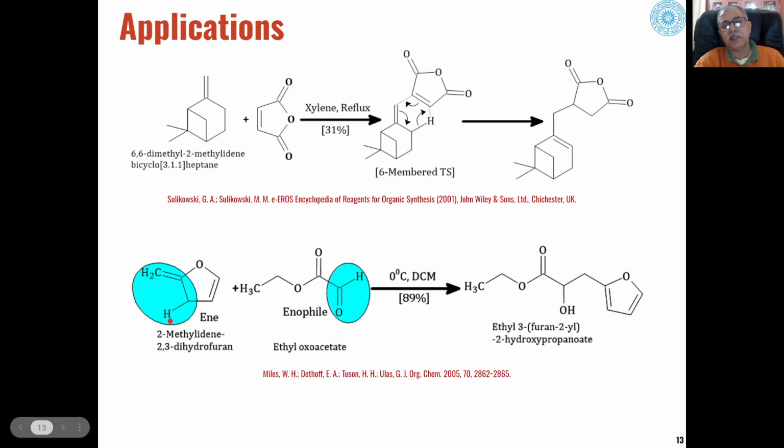Then another example is 2-methylidene-2,3-dihydrofuran. This is the allylic system which is used as ene, and this is the carbonyl system used as enophile. So both of these will form a six-member transition state, and because of this ester group, this group becomes more active, and the reaction takes place at a very low temperature of the order of 0 degrees centigrade, and we will get Alder Ene products.